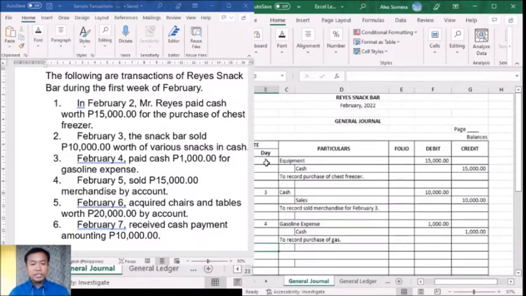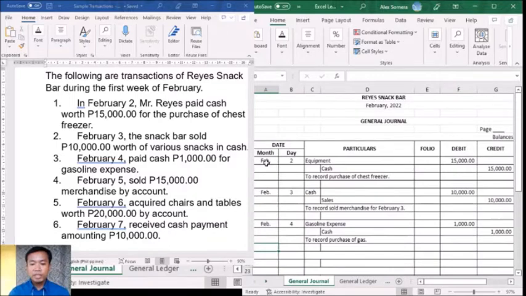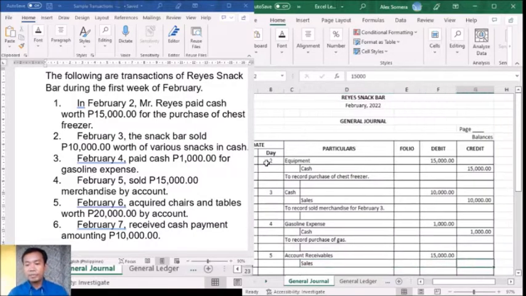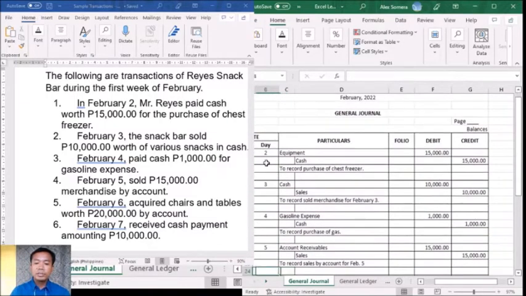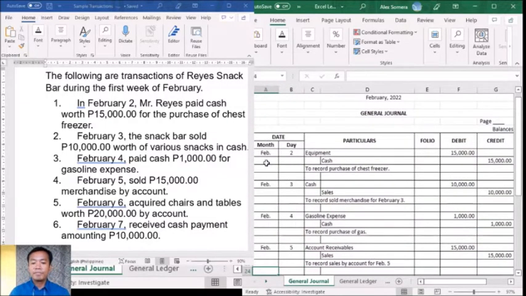Next, transaction number 4 in February 5, sold 15,000 pesos merchandise by account. Sabihin by account, utang, no? So may umutang sa atin, no? Nakabenta tayo pero utang. So we need to record the date first, and since utang yon, yung account na ilalagay natin dyan is accounts receivable, and we debit that 15,000 pesos. And yung i-credit natin of course is sales. Okay? Worth the same amount, which is 15,000 pesos. And the reason for recording this transaction is to record sales by account for February 5.